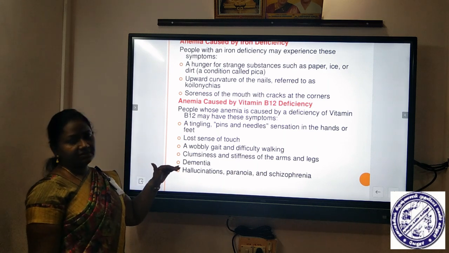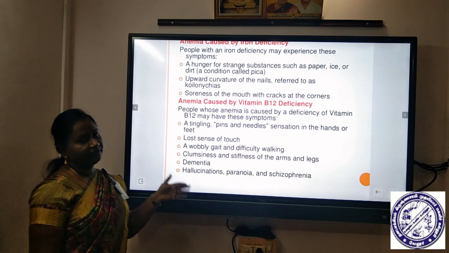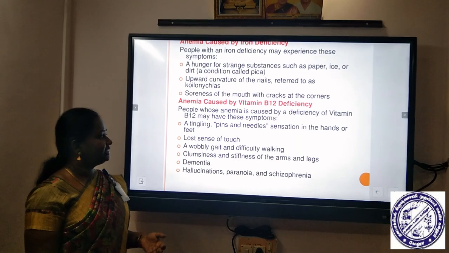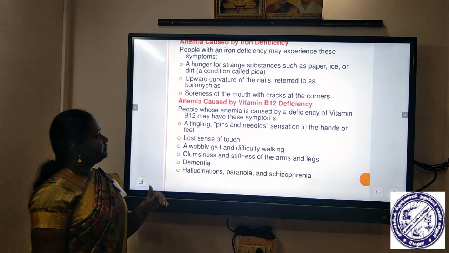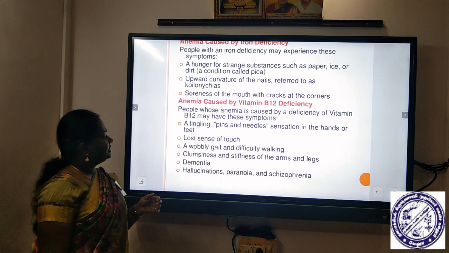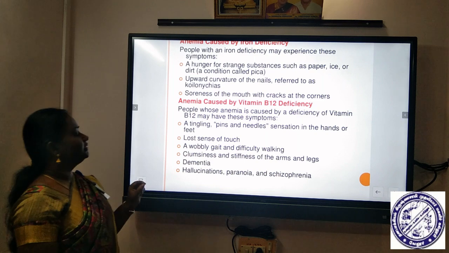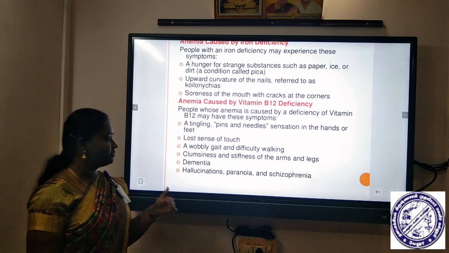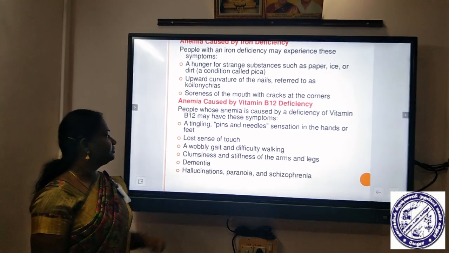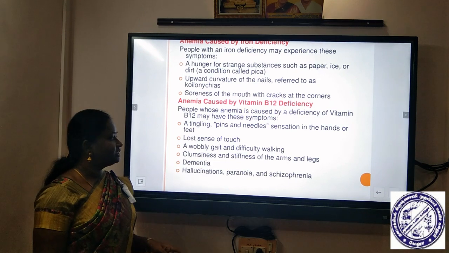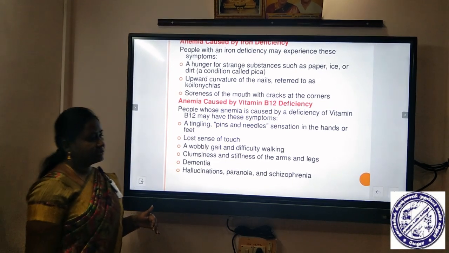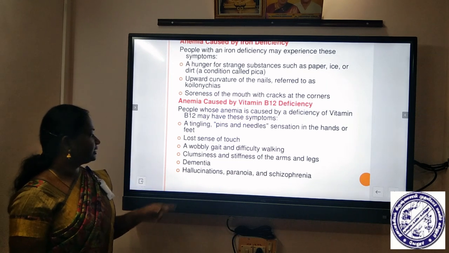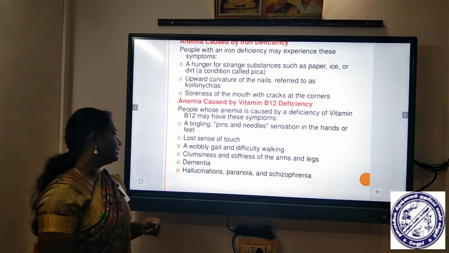Here there is a relationship between vitamin B12 and anemia. If vitamin B12 is adequate in our food, the absorption of iron will be enhanced. So vitamin B12 deficiency leads to anemia. The main symptom of this is loss of sense of touch. If we touch a person, they will not sense that we are touching them. So that is the main symptom for them. And wobbly gait and difficulty walking. While they are walking, we can notice some unusual type of walking, and clumsiness and stiffness of arms and legs.